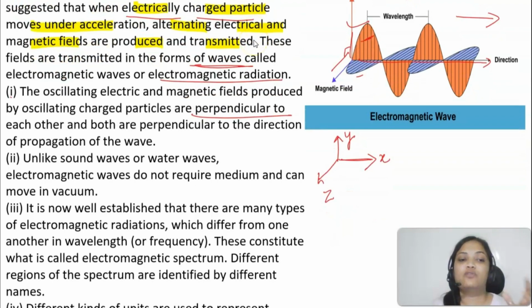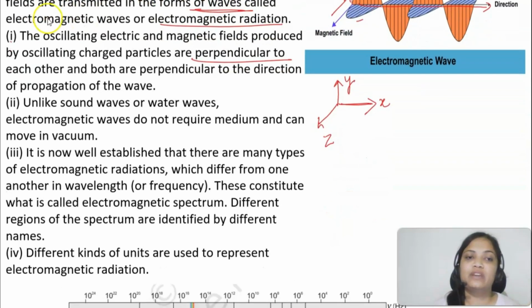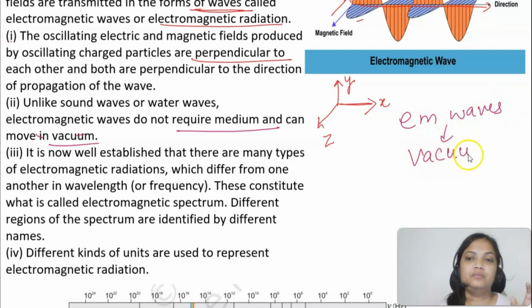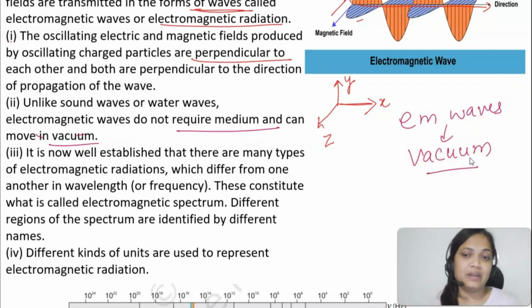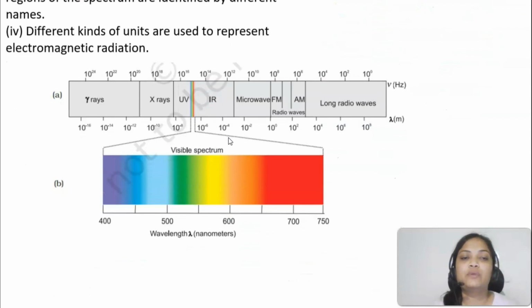Now, unlike sound waves or water waves, electromagnetic waves do not require any medium. They can move in vacuum as well. They do not require any medium for propagation. There are many types of electromagnetic waves or radiations which differ in terms of wavelength or frequency, and they constitute the electromagnetic spectrum. Now, what is that electromagnetic spectrum? Let me show you. Here you can see, students, this is your electromagnetic spectrum.